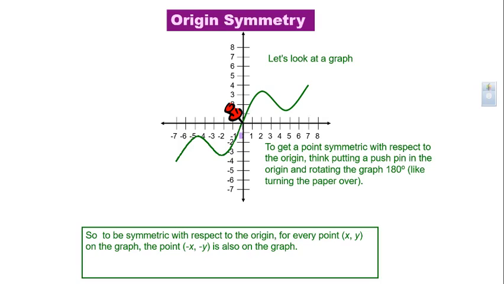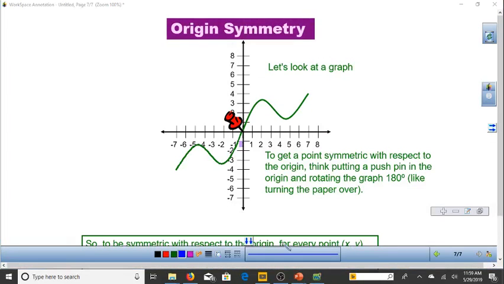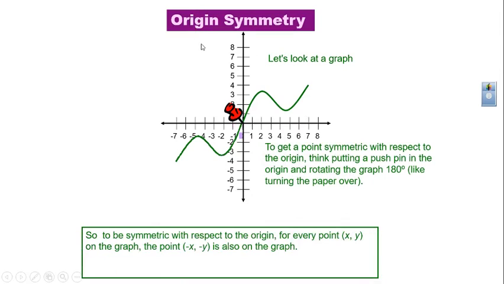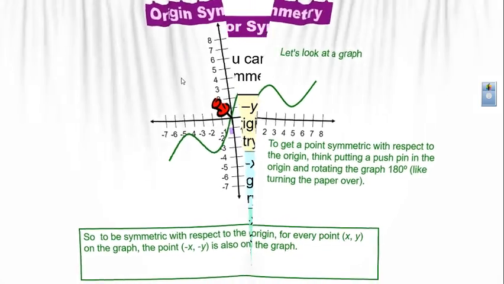Now, as you can see, this could also be a function. And in fact, whenever you have a function that has origin symmetry, we call that an odd function. And we'll talk about that in another lesson.